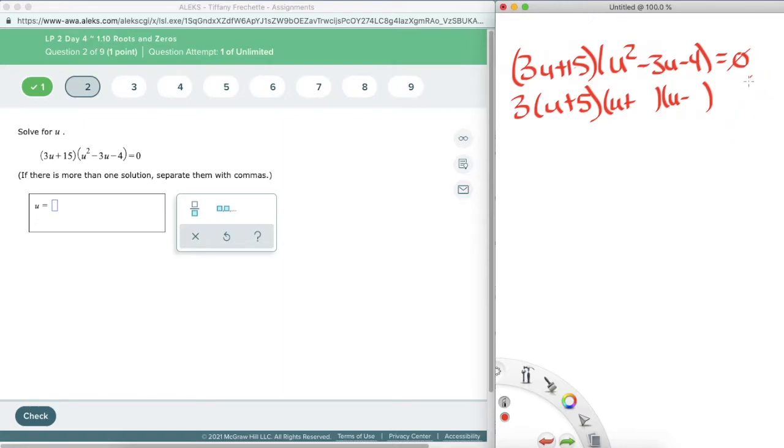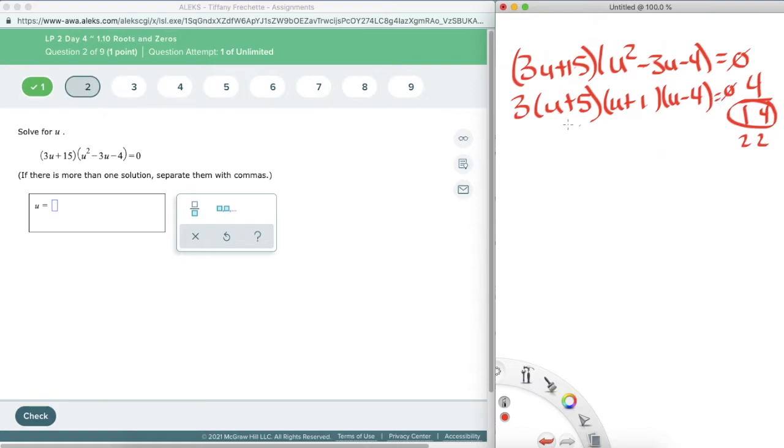I should probably write this like I've been doing. 1 and 4, and 2 and 2. Those are my only two factors of 4. Well, I need them to subtract to get to 3, so that's going to be 1 and 4. And remember, my bigger number needs to be negative. That way it becomes negative 3 when I add. Negative 4 plus 1 gives me negative 3. All right, and this equals 0.